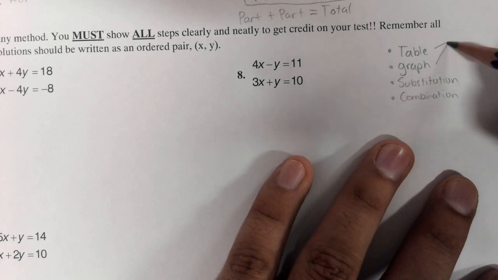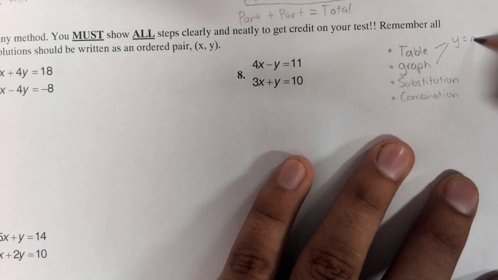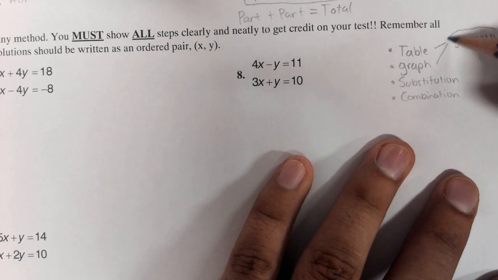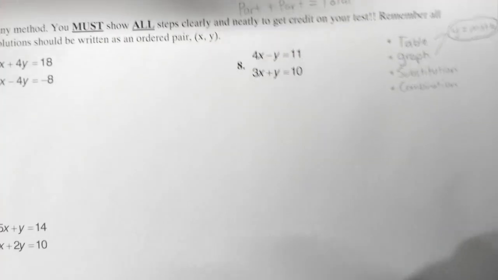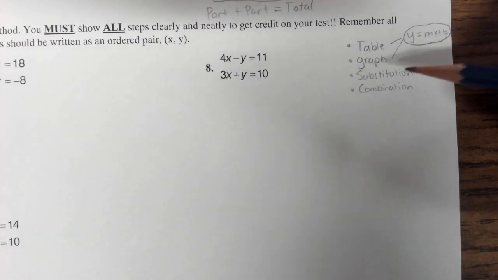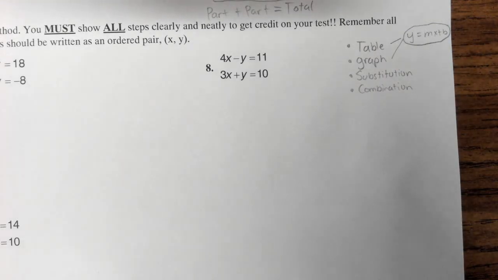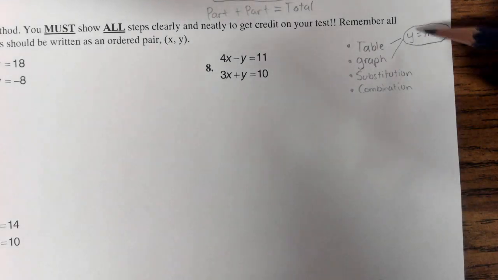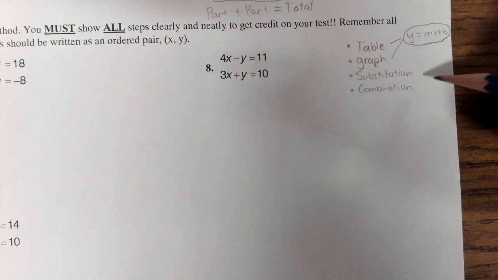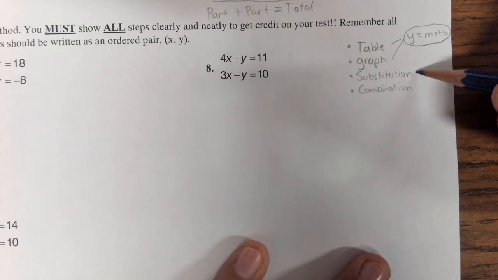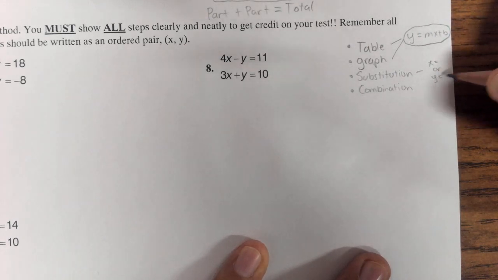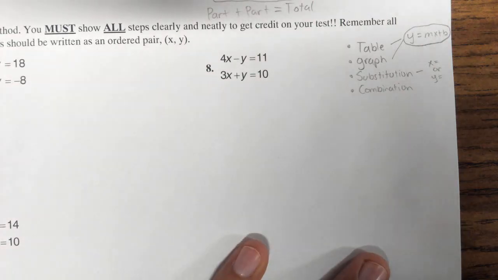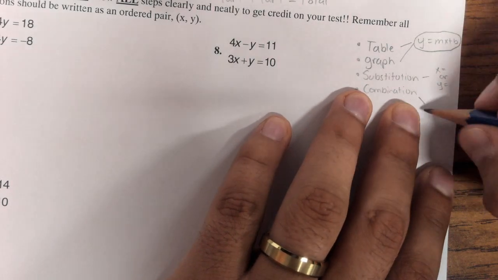Obviously, for table and graph, both of your equations have to be solved for y. They have to be in y equals mx plus b form. So if you're good at solving for y equals mx plus b, then just go for it. Just go through and solve, get them in y equals mx plus b form, and then type them into your calculator, and then that works out. Right? Just, of course, make sure that you write your solution as a point. Substitution is a little different. You have to make sure that at least one of them is either x equals or y equals for you to be able to complete your substitution. And then combination, we add the equations together.